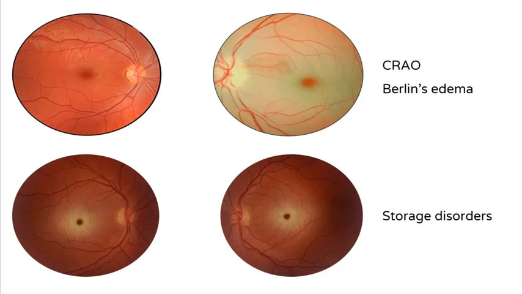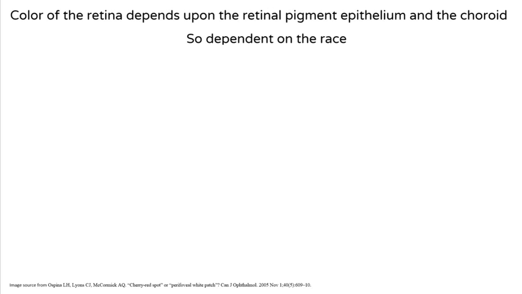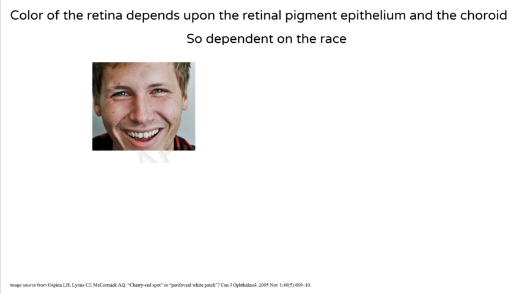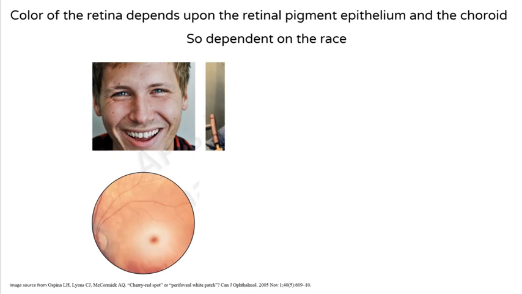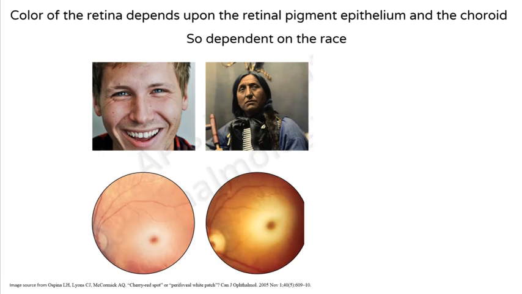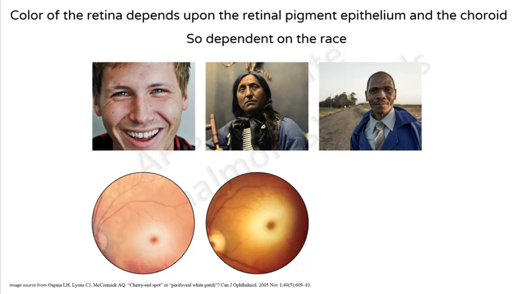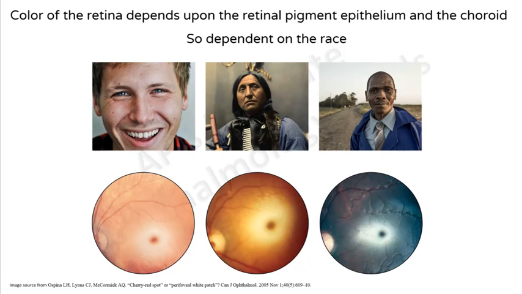In some diseases like Niemann-Pick's disease, the ganglion cells are healthy towards the end and therefore the vision is good for a long time to come. All cherry red spots look the same. The color of the retina depends upon the retinal pigment epithelium and the choroid, and so is dependent upon race. So you may find a Caucasian with a cherry red spot, a native Indian with a cherry brown spot, and a dark colored person with a cherry black spot.